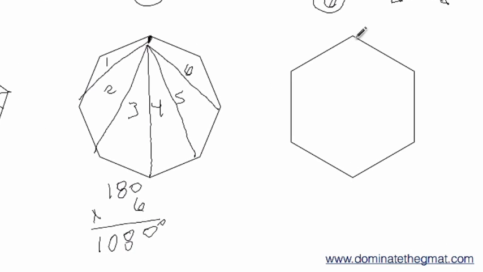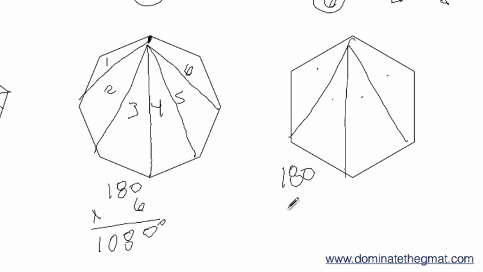And finally, we can do it with the hexagon. We have 1, 2, 3 lines. So we have 1, 2, 3, 4 triangles, and so 180 times 4 is going to equal 720. And there you go. Very simple, very straightforward, cool shortcut.